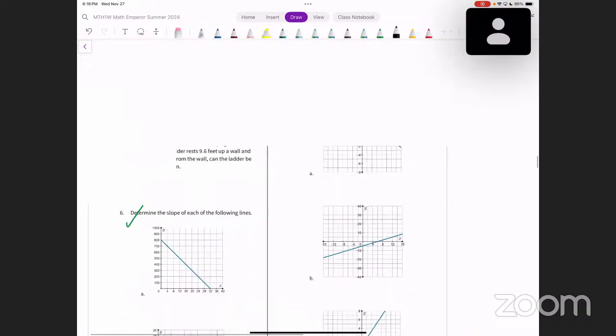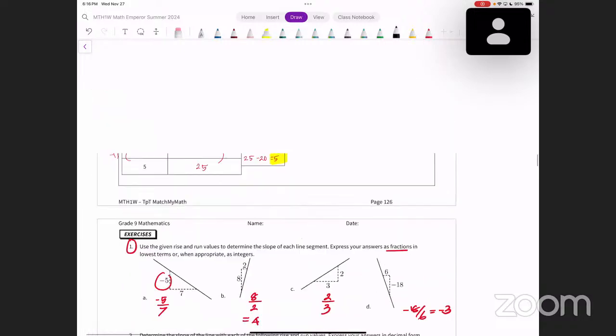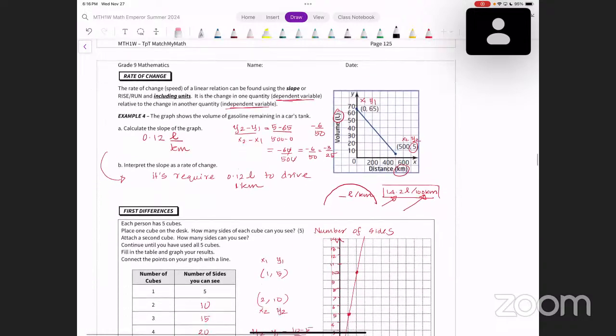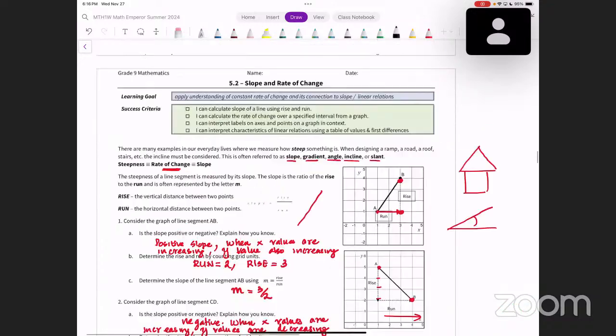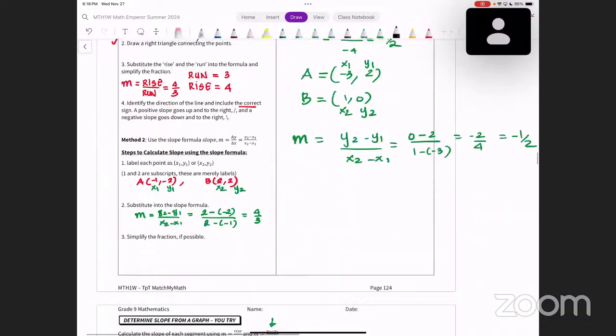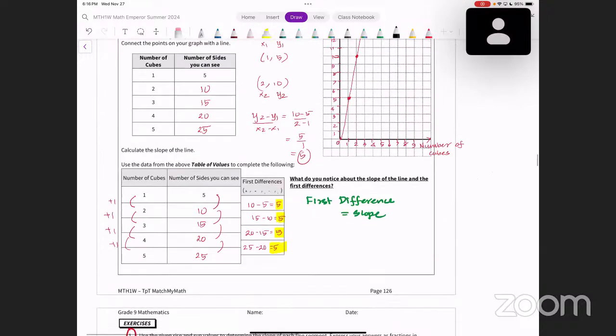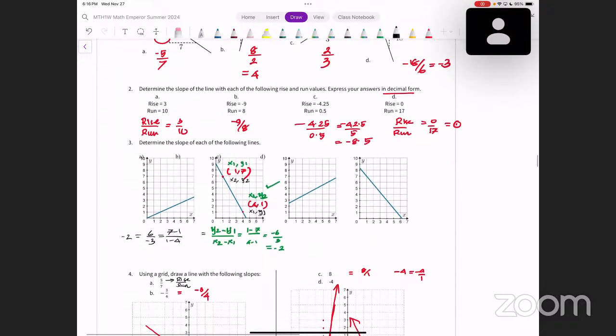This is the lesson on slope. It's 5.2 in my notes. Is there anything in 5.2 that you need help with other than the questions I discussed? No.